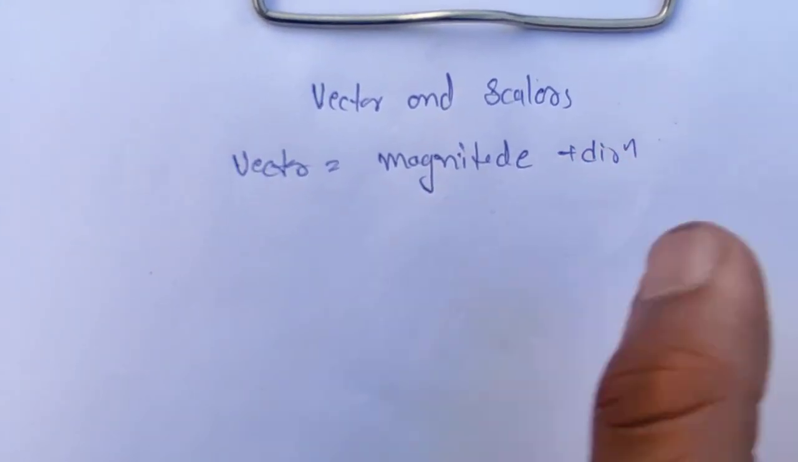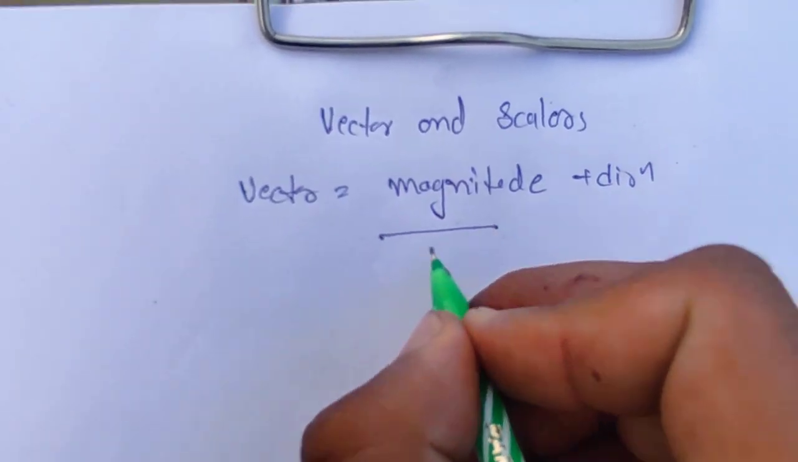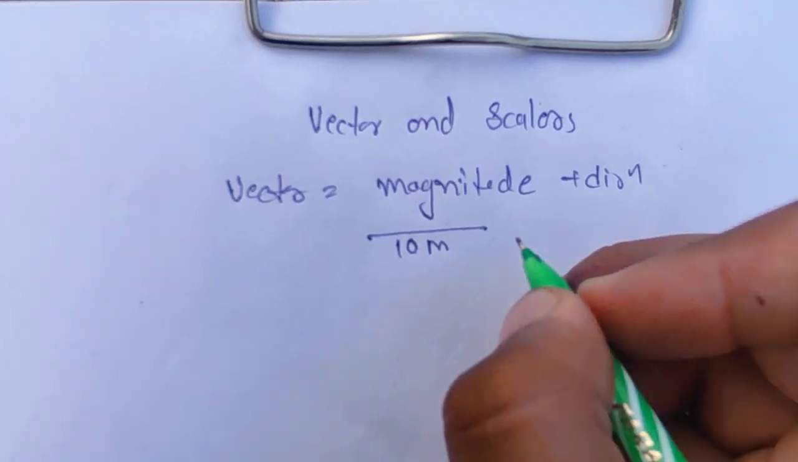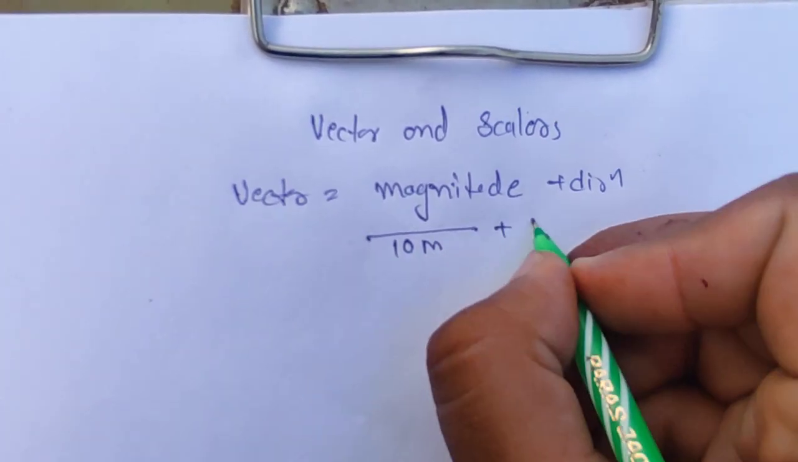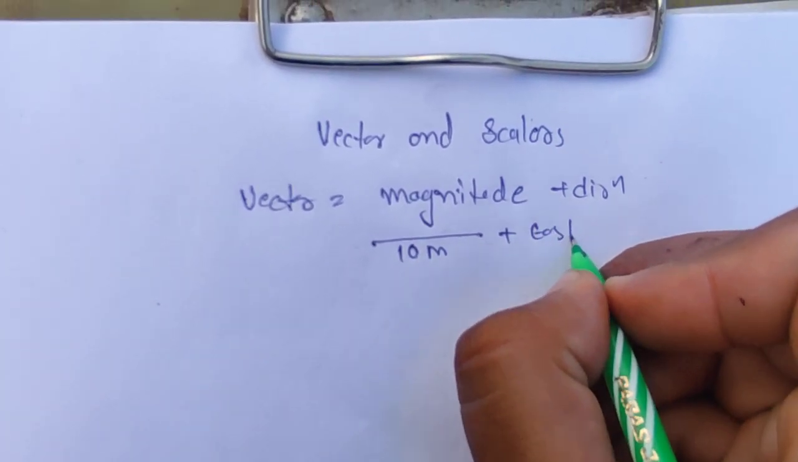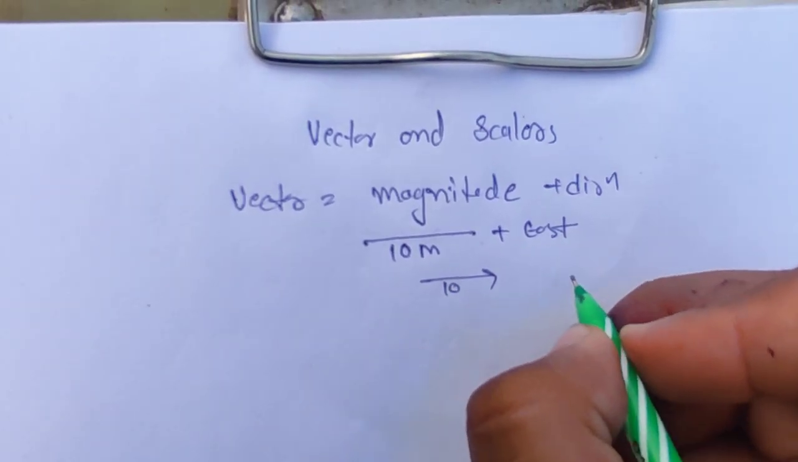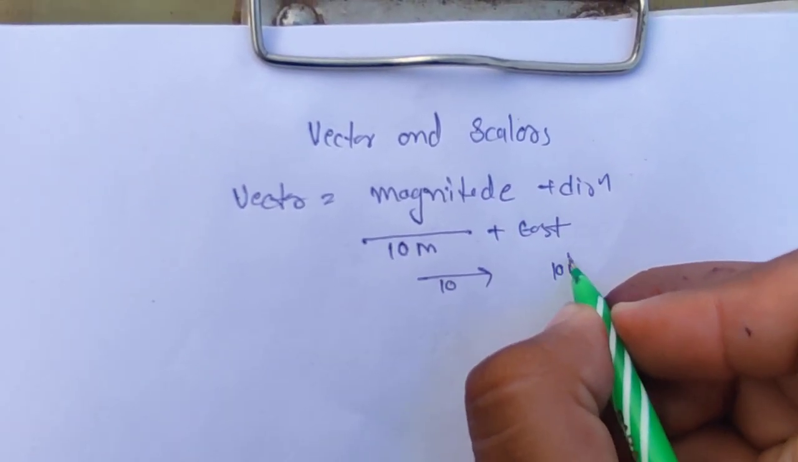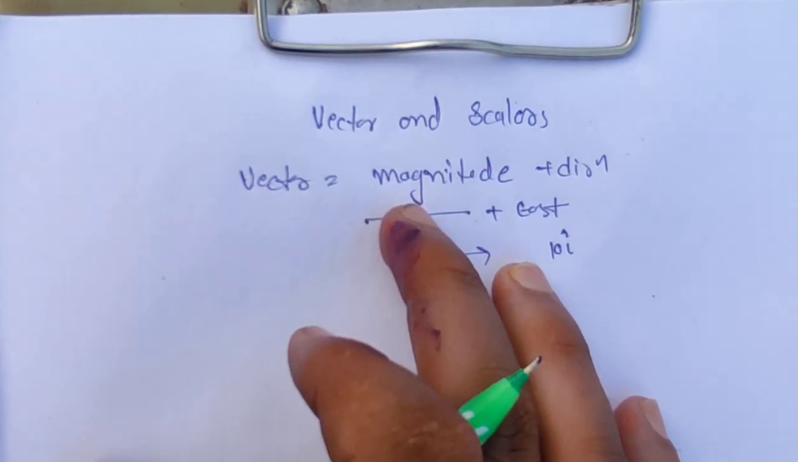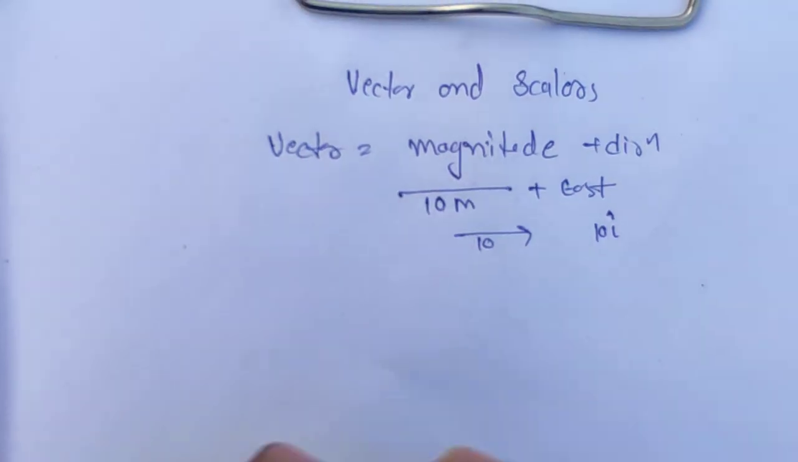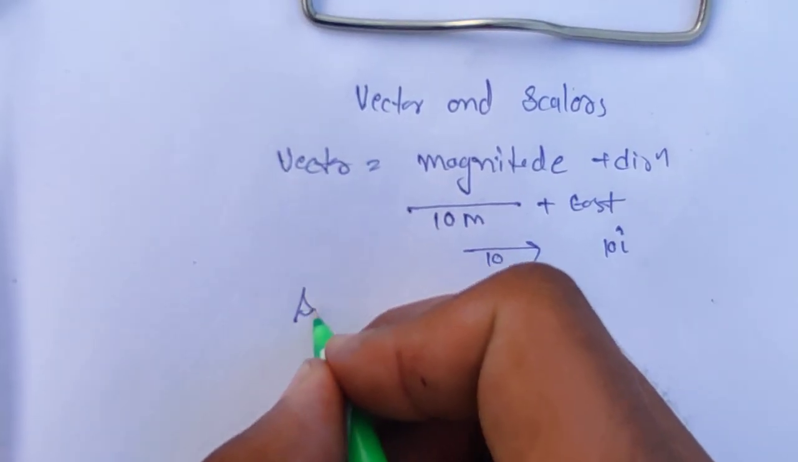If the amount has any direction, so if this is the magnitude, 10 centimeter, 10 meter, and I give the direction as east, then this becomes a vector, like 10 i cap. So basically a vector is anything which has magnitude and direction.